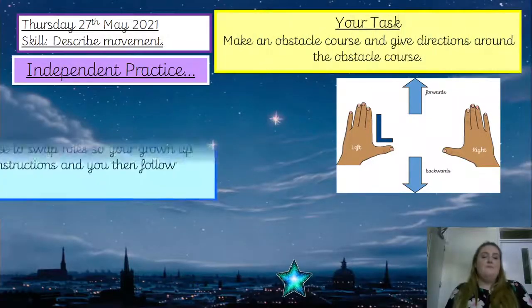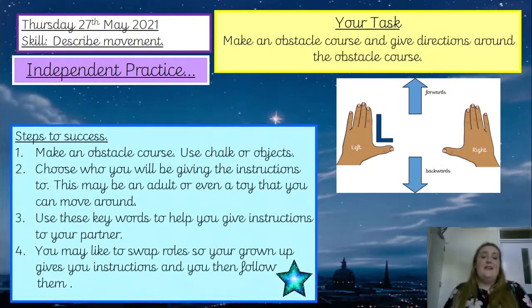Excellent. So for your independent practice then, it is slightly different to what we were planning on doing in school, but I hope you still really enjoy it at home. So I would like you to make an obstacle course at home, okay? Now you might be able to use chalk if you have any to draw pictures that you need to move around or get to on your course on the floor, or outside, or you can use objects, okay? So you might have a couple of teddies to make your course, and I'd like you to ask an adult to help you collect the items that you are going to use, okay?